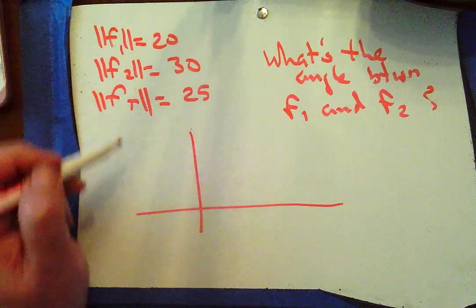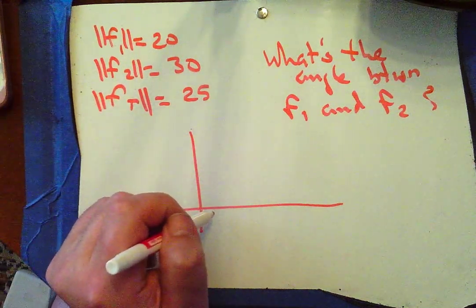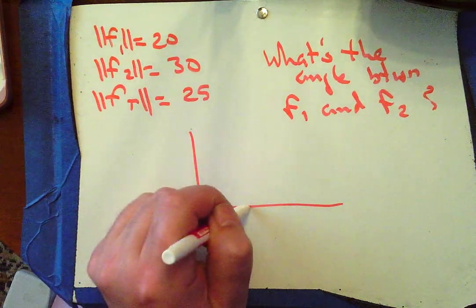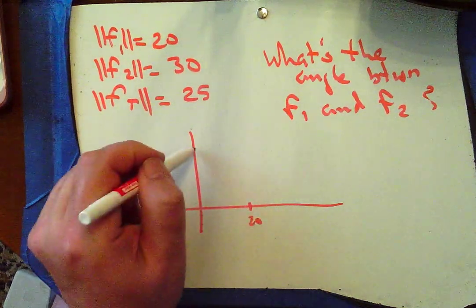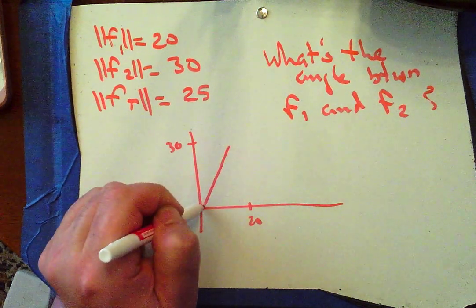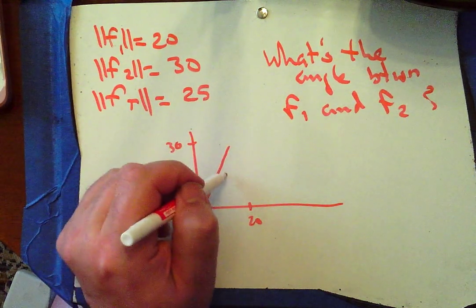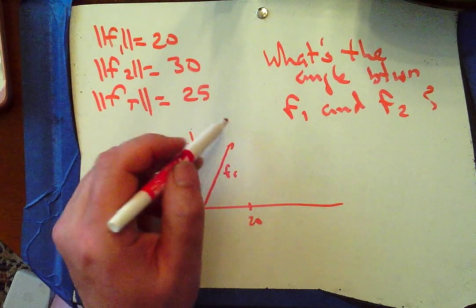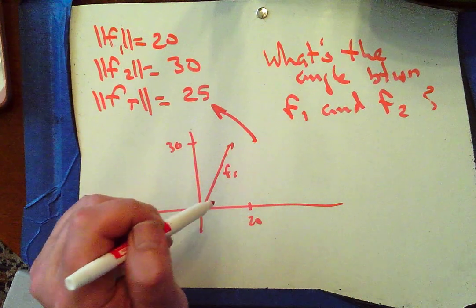Given magnitudes. So one has a magnitude of 20, the other has a magnitude of, in fact, we'll make it really easy. We'll go 20, we'll go 30, and we'll say this magnitude, there's Fr, and so the magnitude of that resultant vector is 25.